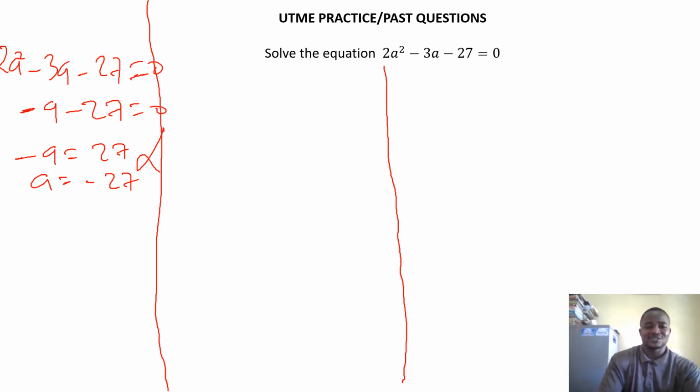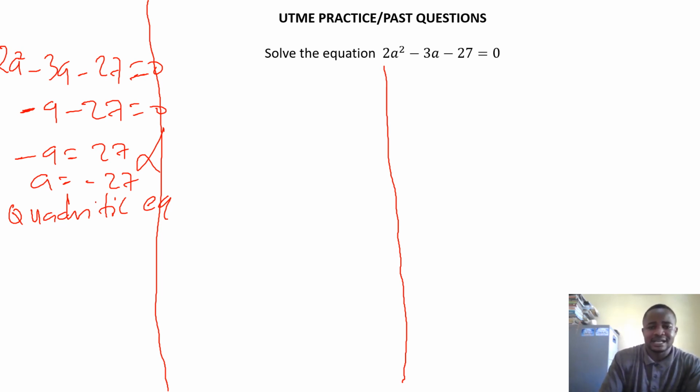Why? Here you are solving it as if it is a simple equation, or as if it is a linear equation. But in this case, we don't have a linear equation. What we have here is called a quadratic equation. Now, what's a quadratic equation? There's one thing unique about a quadratic equation. The highest power of the unknown is always what? 2. Like here, I have 2a squared minus 3a minus 27.